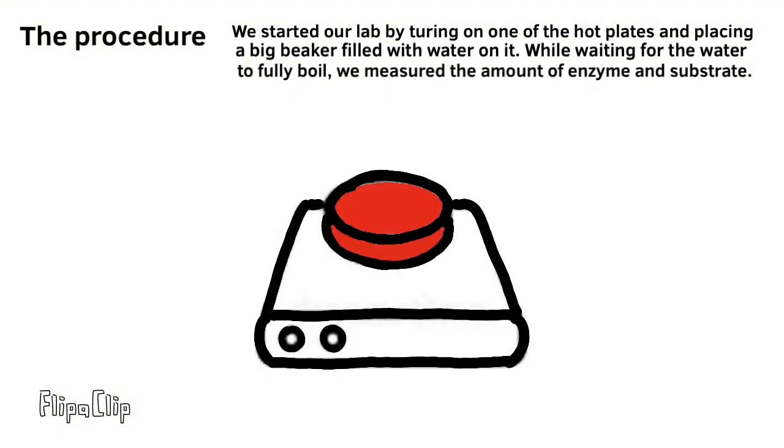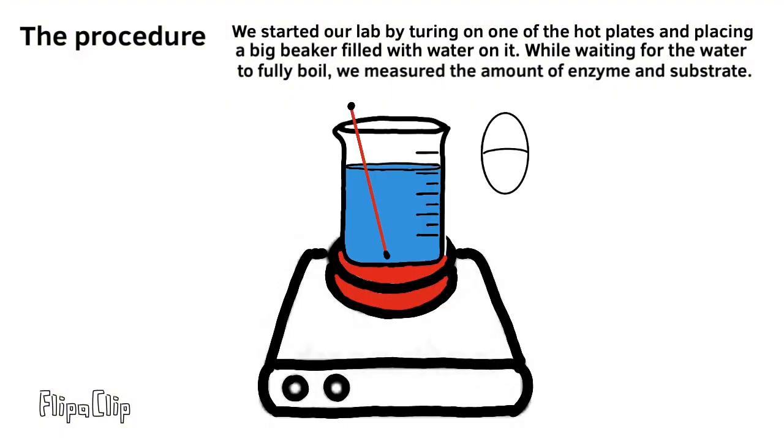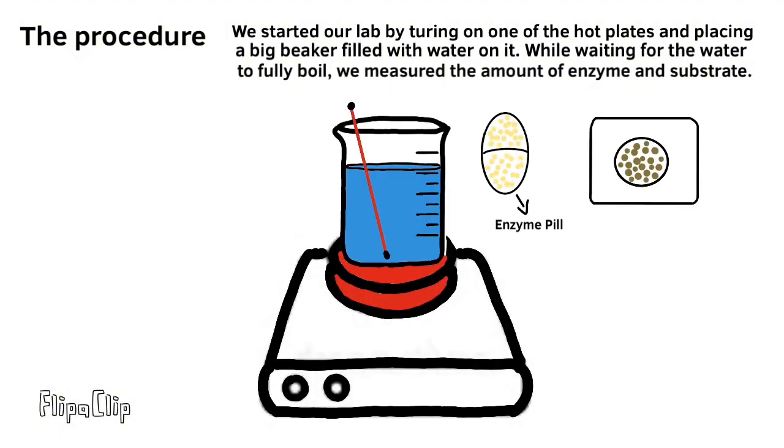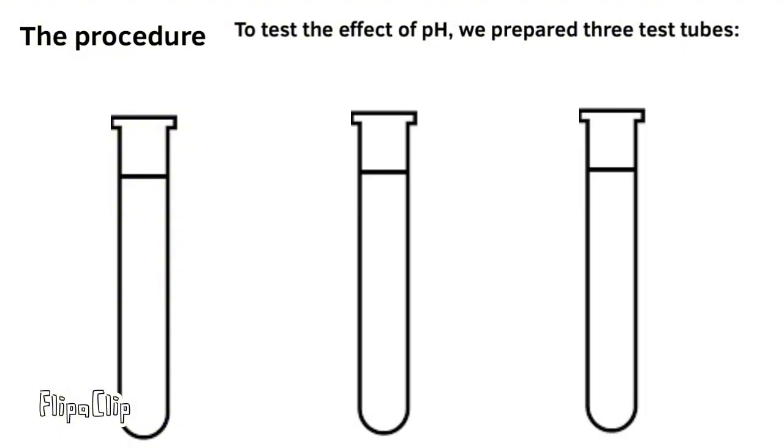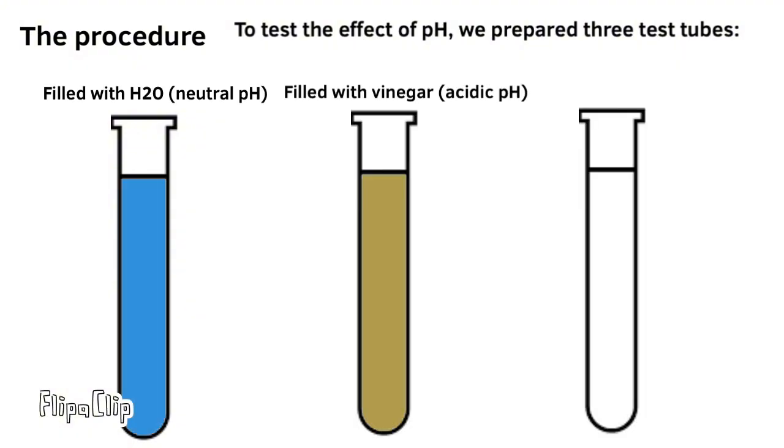The procedure. We started our lab by turning on one of the hot plates and placing a big beaker filled with water on it. While waiting for the water to fully boil, we measured the amount of enzyme and substrate. To test the effect of pH, we prepared 3 test tubes. The first one was filled with water, which is neutral pH, the second one with vinegar, acidic pH, and the third one with bleach, basic pH.